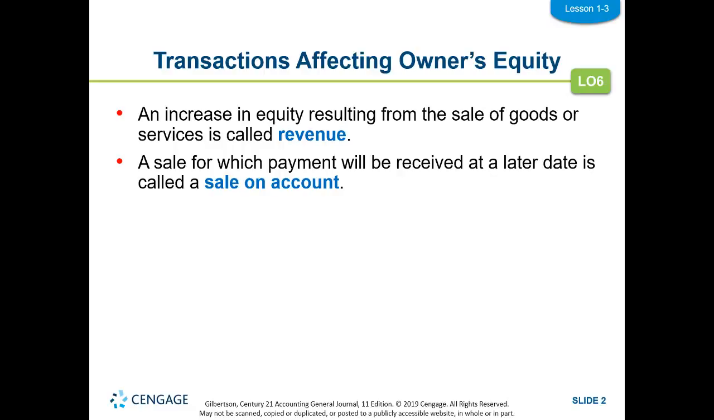Now, an increase in equity resulting from the sale of goods or services is called a revenue. So anytime you increase your equity account because of a sale, that causes revenue to go up. For example, we sold services to John Smith. That's a revenue. Now, a sale for which a payment will be received at a later date is called a sale on account. So when you see a sale on account, we're going to give the customer the goods today, and they're going to pay us at a future date.